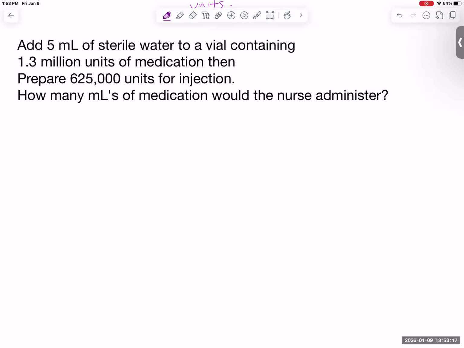All right, and everybody's getting the right answer. So that's pretty awesome. I appreciate that. So the doctor's order, what is it? It's the one that says prepare 625,000 units of a med. I put it over one because I don't want any blank spaces. And it tells me I'm solving for milliliters. Thank you very much.